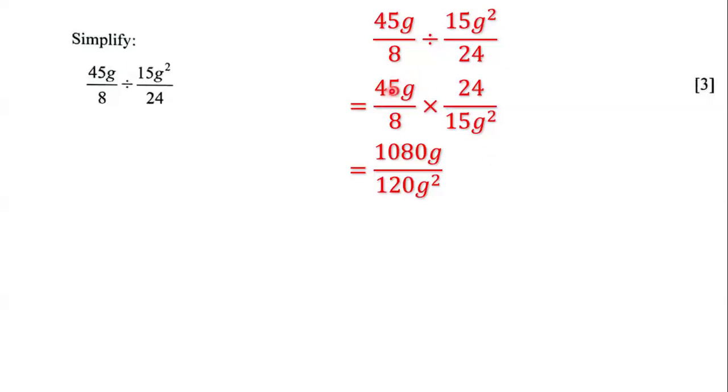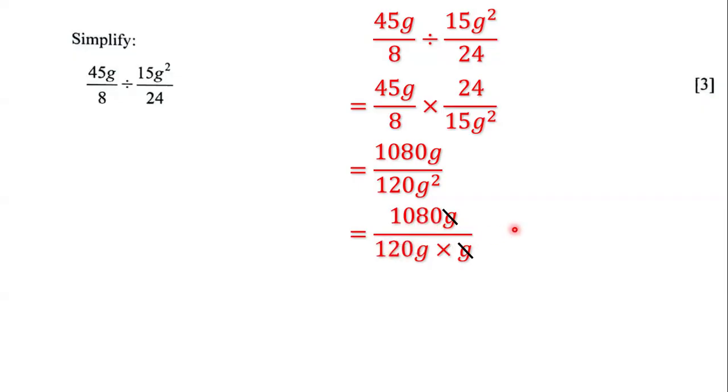So we say 45g multiplied by 24. That gives us 1080g. And then we say 8 times 15g squared, which gives us 120g squared. And the next thing that we're going to do is take g squared and express it as g times g, because that's what g squared is. And so when we do that, we can cancel out the g's. So this g cancels with this g. And then what we have left is 1080 divided by 120g.